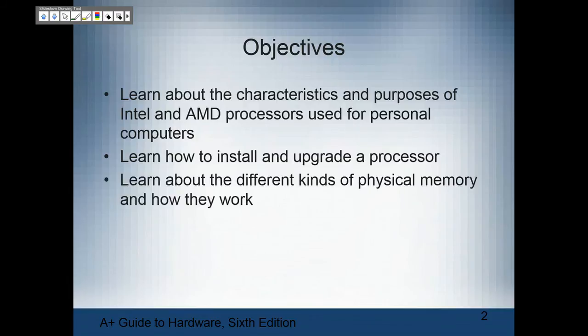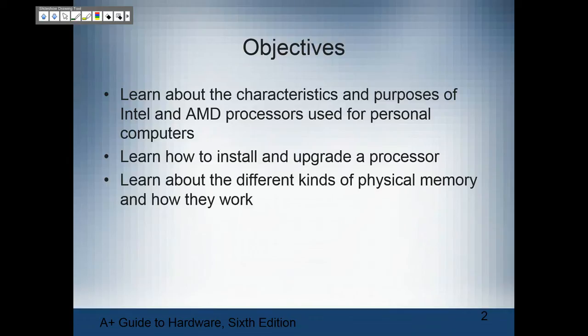The different kinds of physical memory and how they work. In today's world, DDR3 is common and DDR4 is supposed to be on the way. We'll look at a little bit about how these things are labeled and the speeds. When we talked about motherboards, we talked about bus speed as well as processor speed. Processor speed is the thing that, if you go to the Best Buy ad or the H.H. Gregg ad or whatever else, one of the big things you're going to see is what the processor speed is, and that's just one component of it.